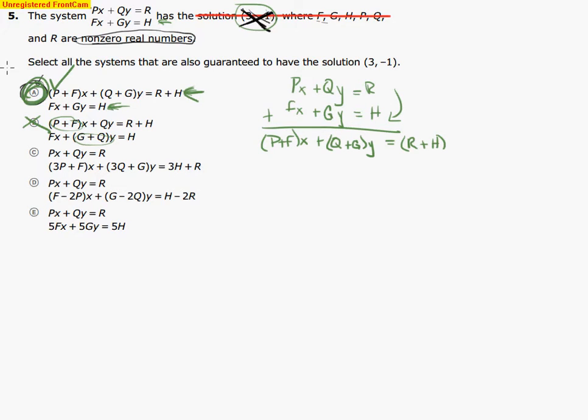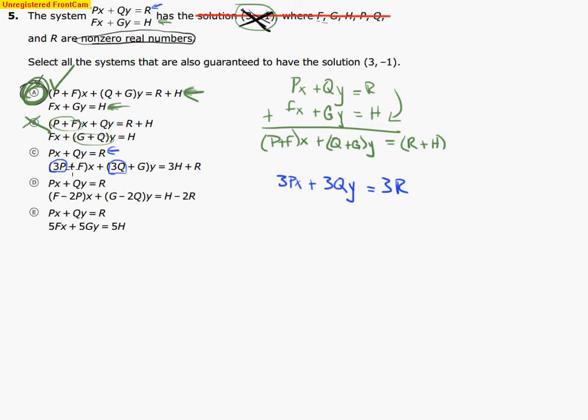I'm going to use blue for C. This one is the top one, and that one hasn't been messed with. Now we see the P has a 3 and the Q has a 3, so let's go ahead and multiply that line by 3. So I have 3px plus 3qy equals 3r. What did I do to this top line? All I did was multiply by 3 all the way across, which doesn't change anything. It keeps everything equal.